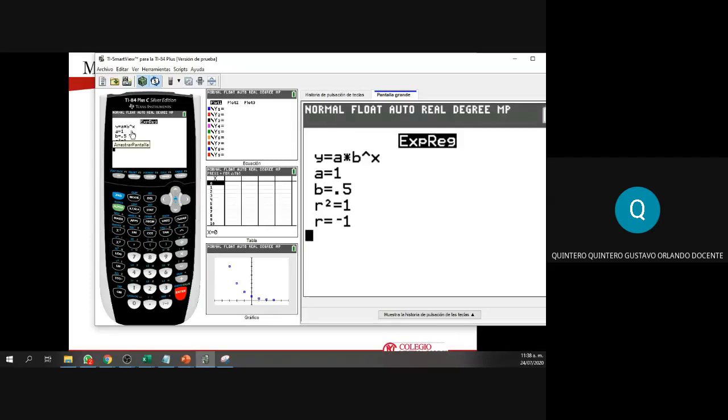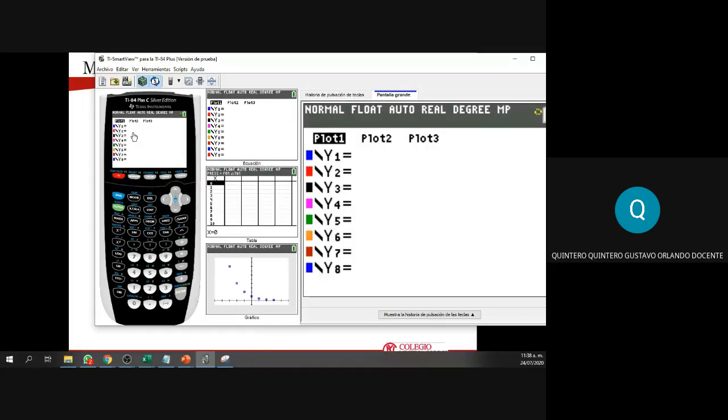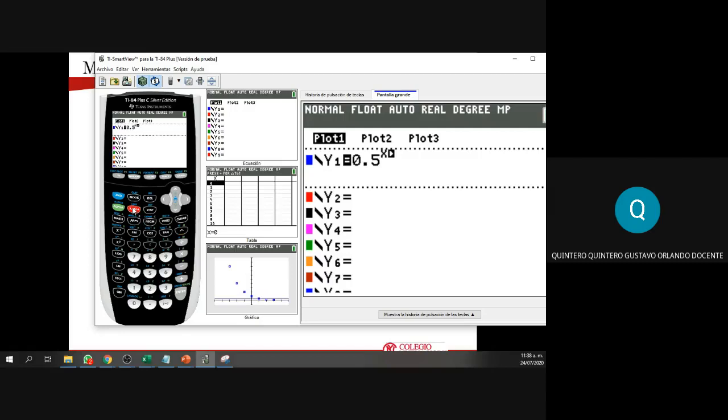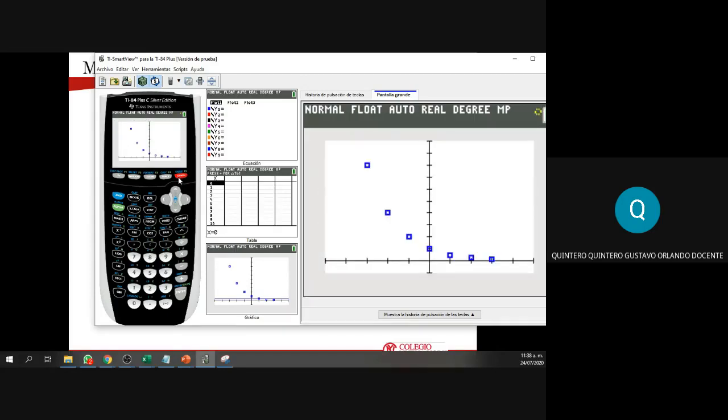By the way, if you want to write down this function, you can just write y equals, and in here, you can write the function. So the function was 0.5 elevated to the x, right? 0.5 to the x. Are you looking at what I'm doing? If I press graph, look at what's going to happen.